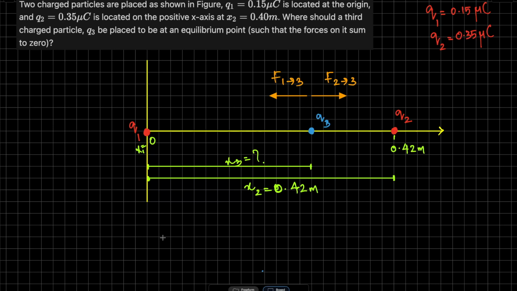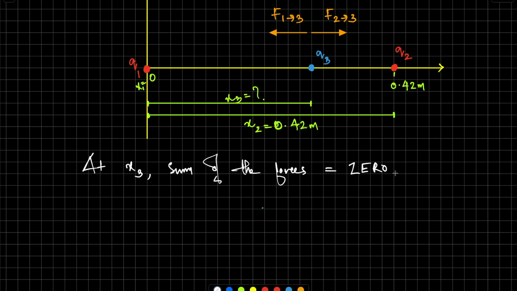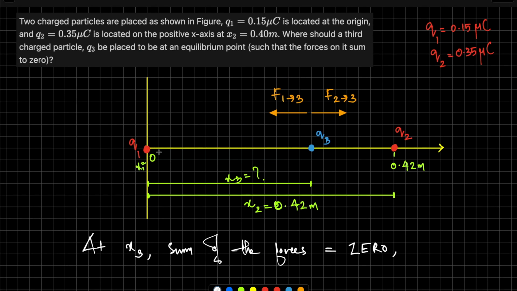Okay. So at x3, sum of the forces will be equal to 0. That's my statement. Okay, let's convert this into a mathematical equation. Sum of the forces. How many forces do we have here in this problem? We have 3 charges, and we are finding the total force on Q3.